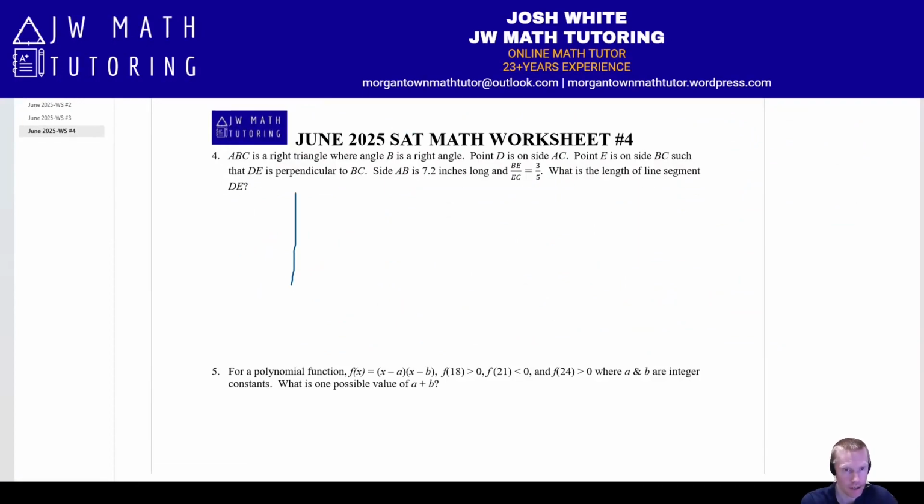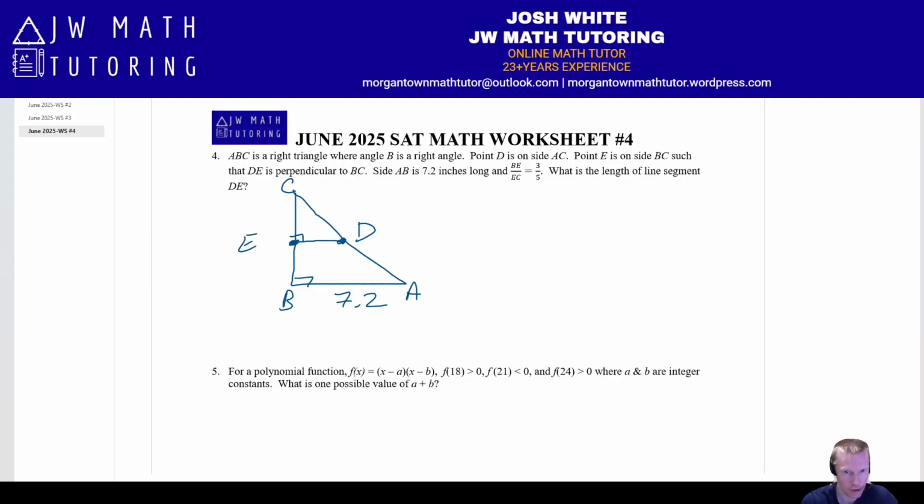Here we have another right triangle where angle B is the right angle. I'm actually going to put C at the top and A at the bottom. The reason is because we have point D here on the hypotenuse AC. We have point E here on this side BC, such that DE is perpendicular to it, like this.